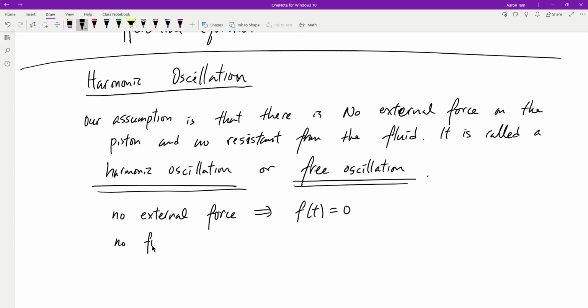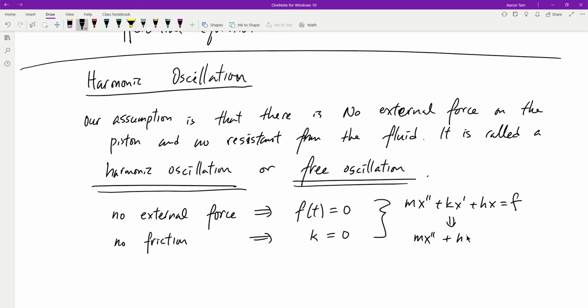And no friction indicates that our constant k must equal 0. Therefore, the entire friction force would drop out from our equation. So when that happens, we form a new equation. Our equation m x double prime plus kx prime plus hx equals f will then turn into m x double prime plus hx equals 0.